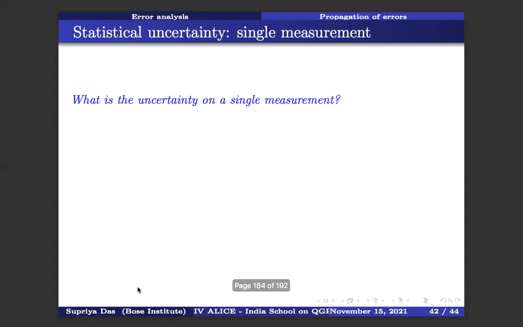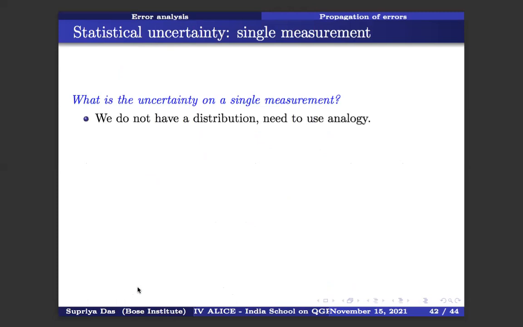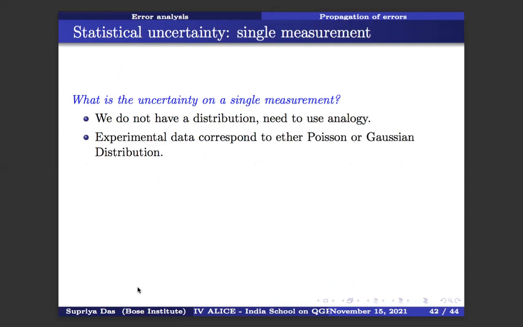So what is the uncertainty on a single measurement? We do not have a distribution, right? It is a single measurement. So we need to use an analogy. Experimental data correspond to either a Poisson or a Gaussian distribution. For a large number of measurements, it is a Gaussian. For Poisson, you have sigma square equal to the mean. So sigma square of x is equal to x bar.